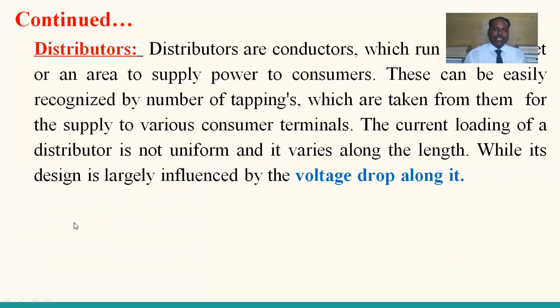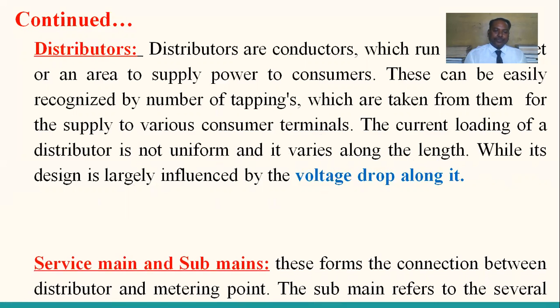So as per our discussion, these are running in the streets. So the consumer takes connection from the nearest pole onwards to the metering point. So the voltage drops are varying from point to point. Why? Because of the number of tappings, and the current loading of distributor is not uniform. This depends upon the length. So its design is largely influenced by voltage drop along it.